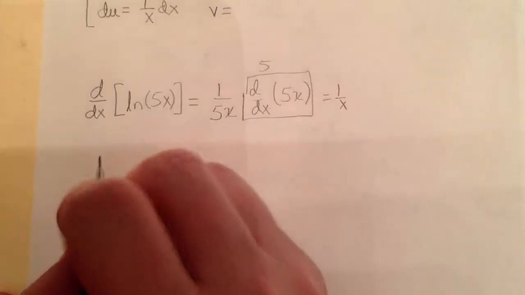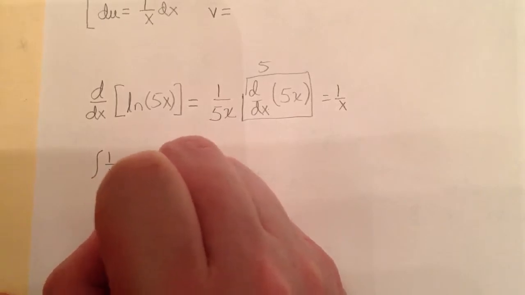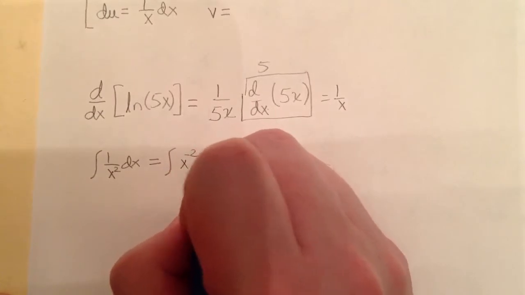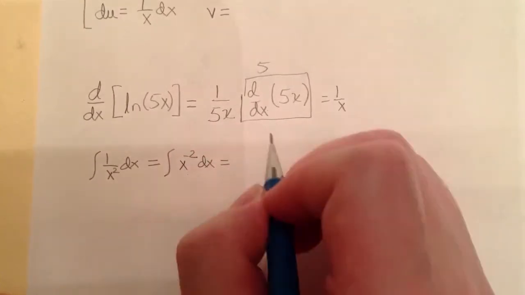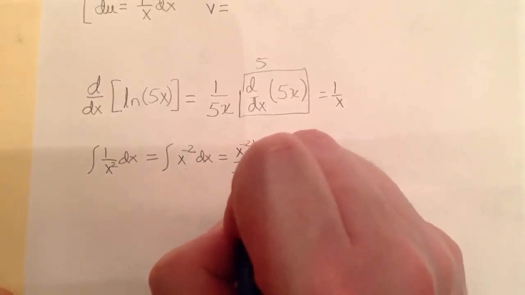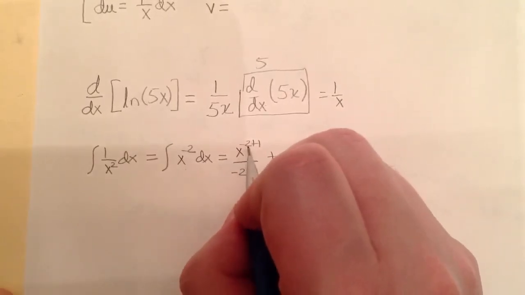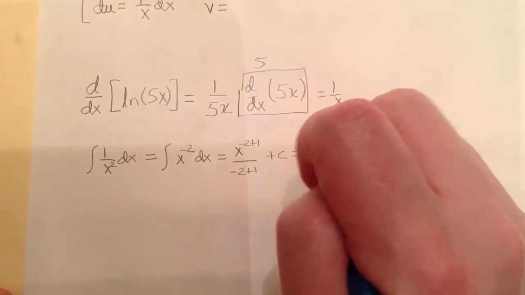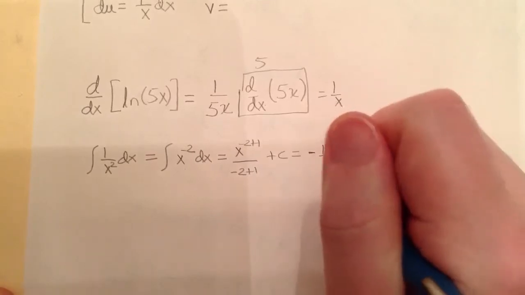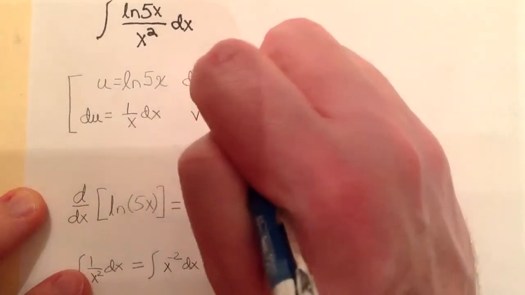And as far as what we have for the antiderivative of 1 over x squared dx, just consider that you're looking at the integral of x to the negative 2 dx. And that is going to be x to the negative 2 plus 1 over negative 2 plus 1, followed by the constant. So you have x to the negative 1 over negative 1, so you're going to have negative 1 over x.